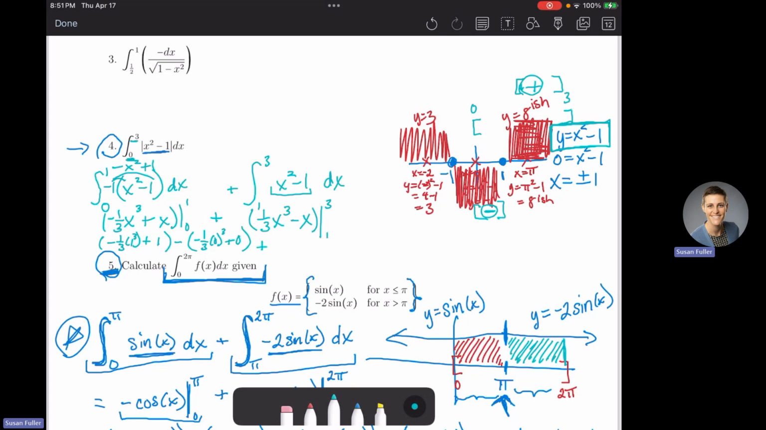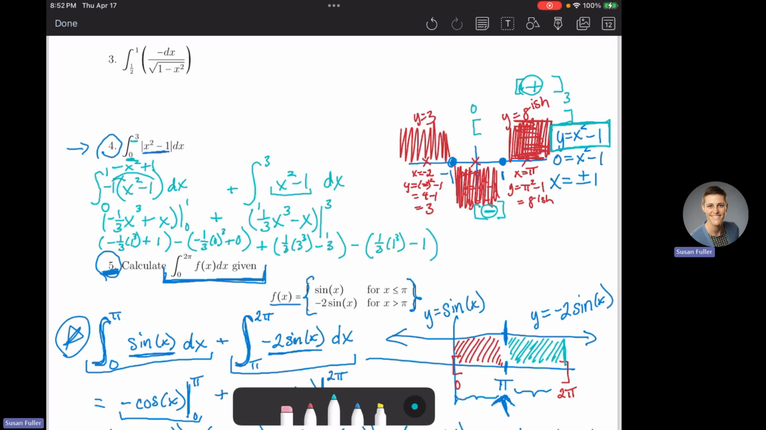And now I will add my bounds plugged into the second one, and I'm going to get 1/3 times 3 cubed minus 3, minus 1/3 times 1 to the 3rd, which is just 1, minus 1.